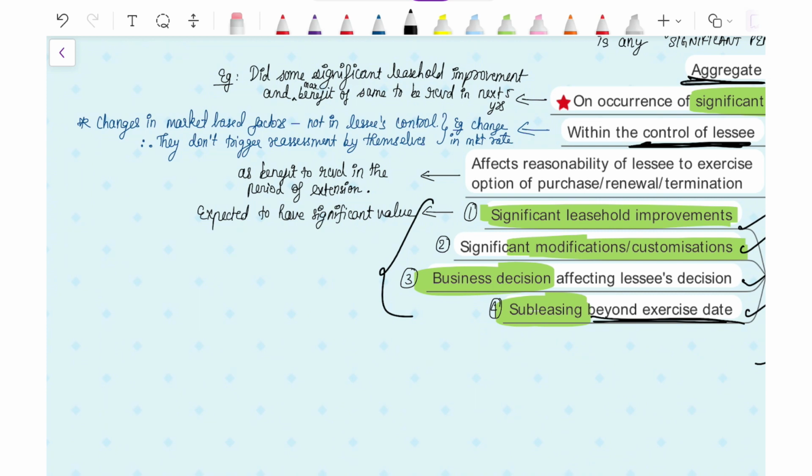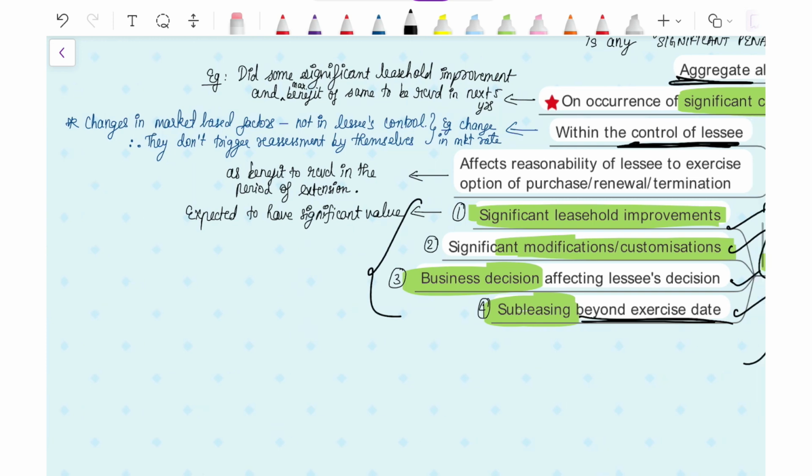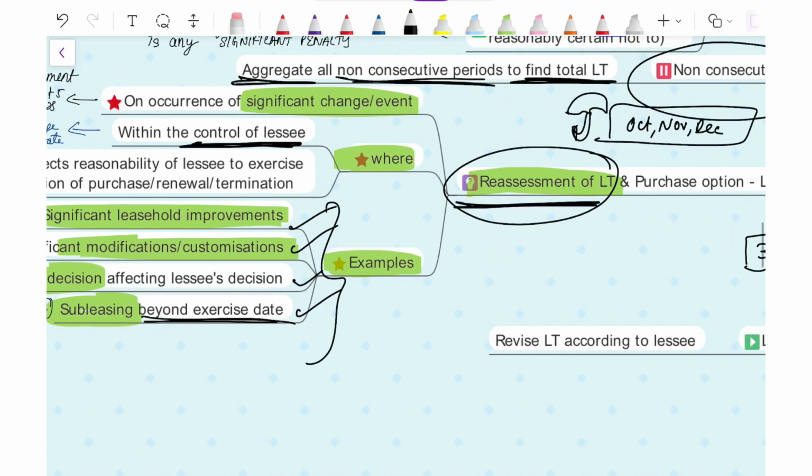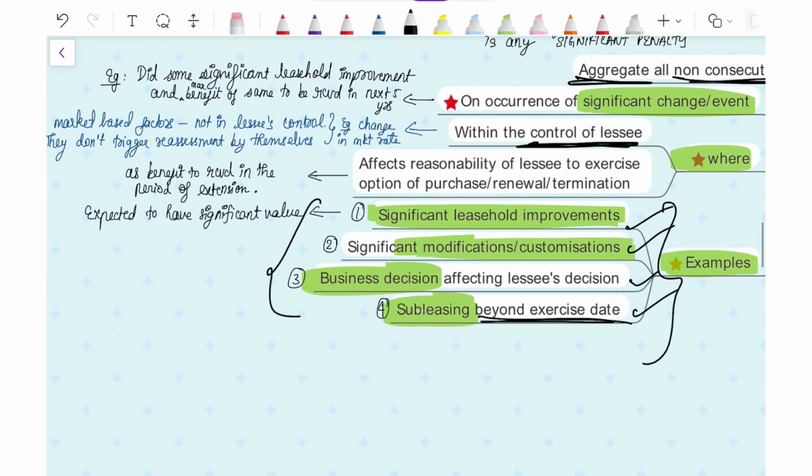Inside your firm, if something has changed internally, like you have made an improvement on the asset, or you have made some modification, or you have taken some business decision, because of these factors, if it is within the control of the lessee, then in such case only it will trigger reassessment. If the factors are not in the control of the lessee, and are external to the lessee, then it does not trigger the need for reassessment. Then you need not do reassessment there.